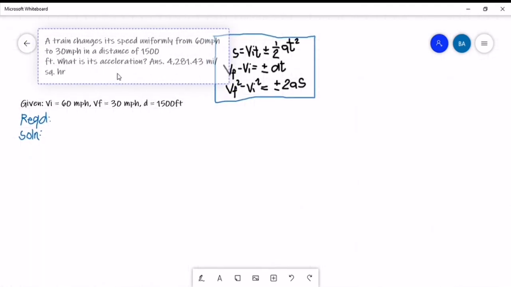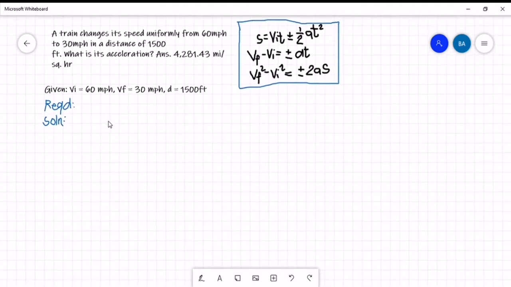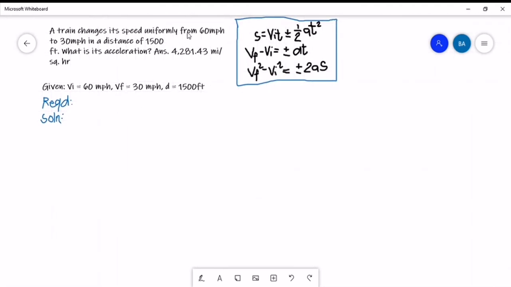So it was stated here that a train changes its speed uniformly from 60 miles per hour to 30 mph. And so take note that when you see a unit like this, mph, it automatically means mile per hour. So if you have kph, that is kilometer per hour.